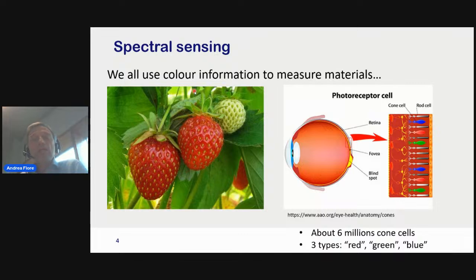Now, you know that this is done in our eyes by specific photoreceptors on our retina, photoreceptor cells. There are different kinds of cells that contribute to vision, and cone cells are responsible for color vision. There are 6 million of these, and they allow us, first of all, to see an image, to image the scene, but also to get the color information. And that is done by actually 3 types of cells, say red, green, and blue.